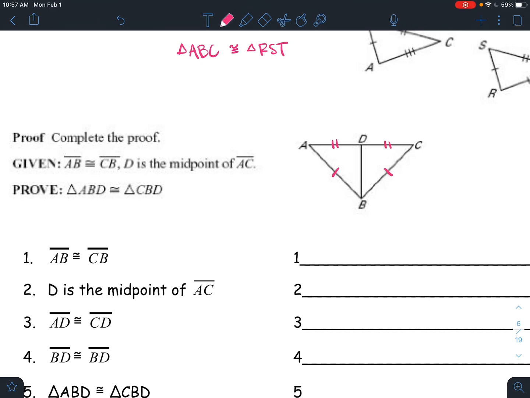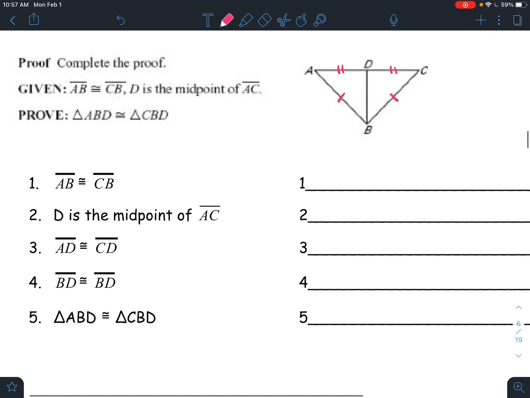If D is our midpoint, then what it does is it splits AD and DC so that they are congruent to each other. Now, it doesn't specifically say that, but we are able to mark it, and then we will also fill it in our proof here in just a second. So let's go ahead and write in our given statements.